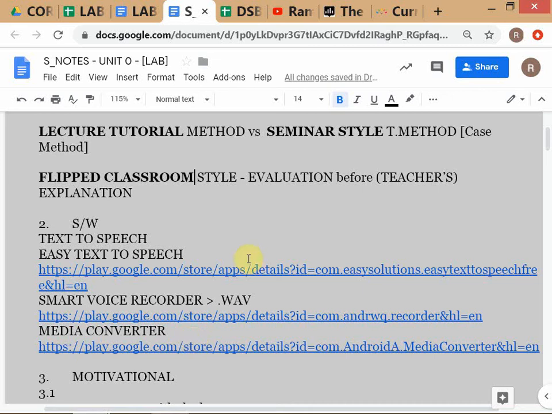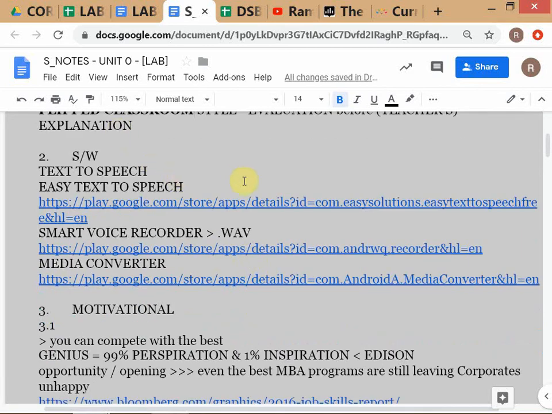Okay, so flipped classroom. Now you understand what flipped classroom is. You're going to be doing that in this course. This is how it's going to work. It may feel difficult, but just push through. I've just given you some links to software if you want, just to explore.